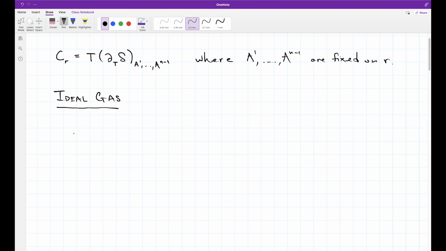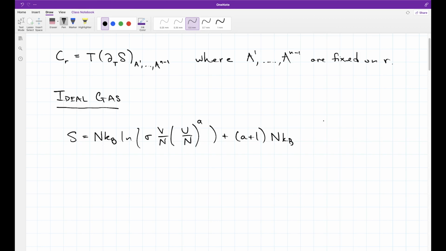Okay, so remember that the entropy for the ideal gas is n kb times the log of sigma v over n, u over n, to the, in the past I've used the letter small a to denote this, and then plus a plus 1 times n kb. So for the monatomic case, we had a is equal to 3 halves, and for the diatomic case, we had a is equal to 5 halves. Good.